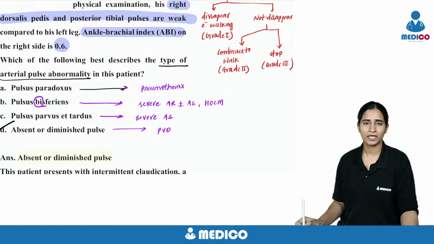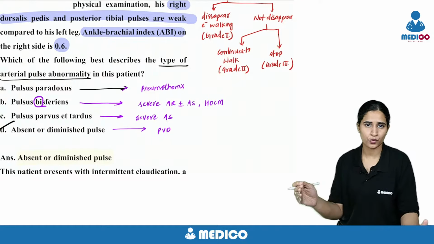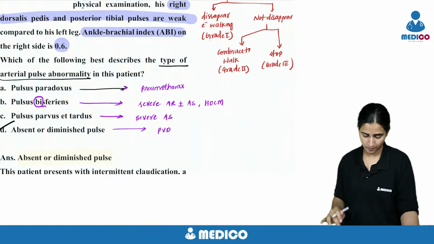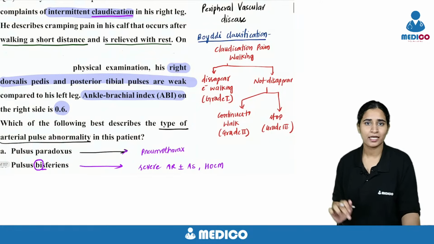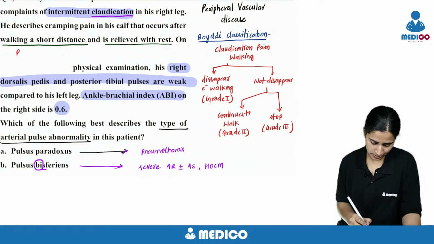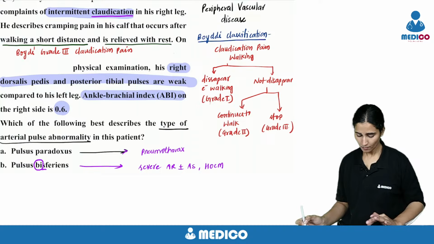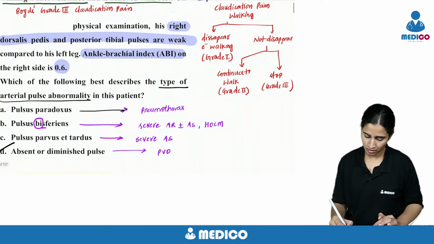So claudication pain, grade 1, he continues to walk, pain disappears. Grade 2, he continues to walk with pain. Grade 3, because of pain, he has to take rest. Here, because of pain, he has to take rest. It is Boyd's grade 3 claudication pain. I'm clear, right?